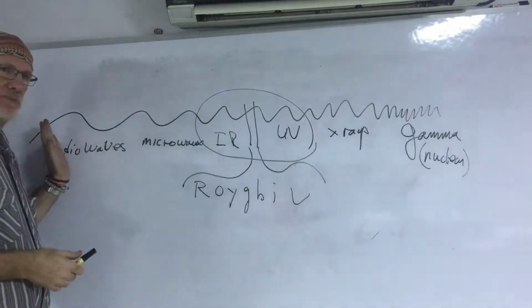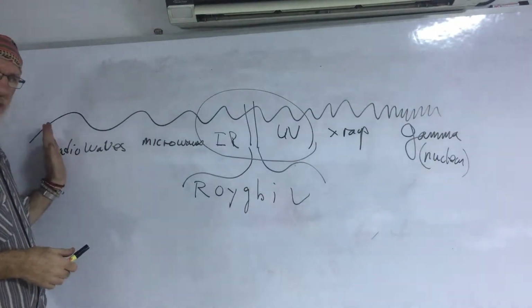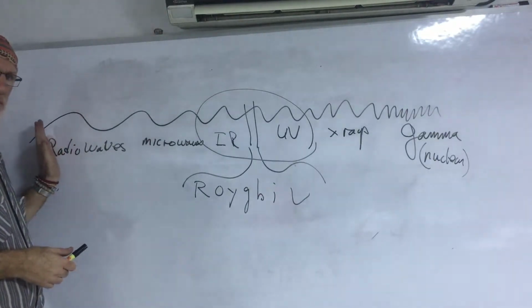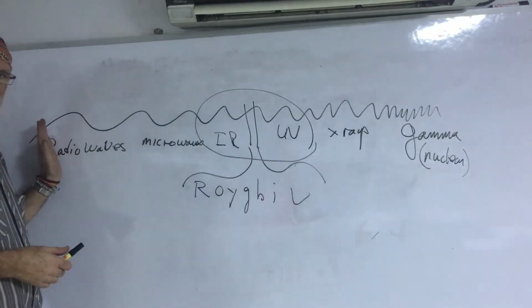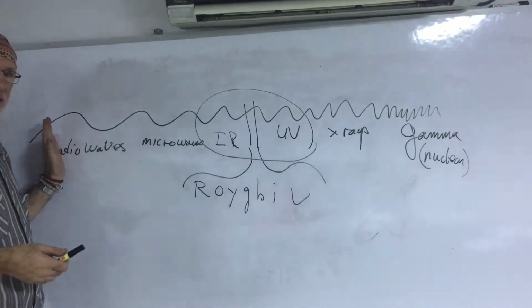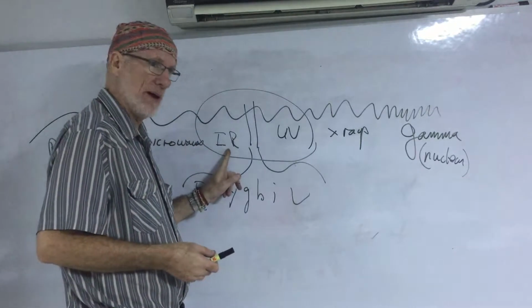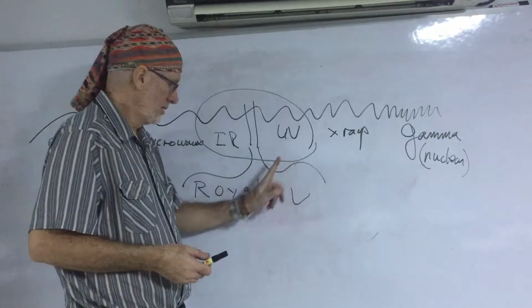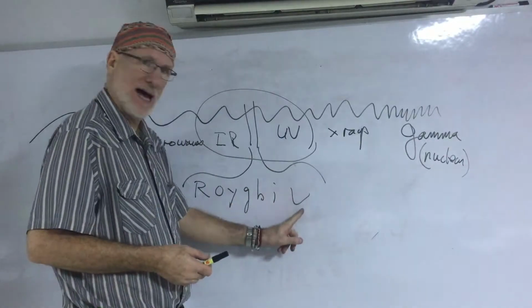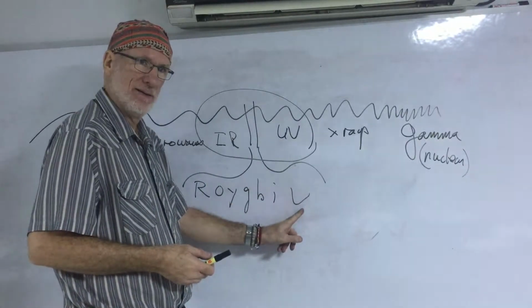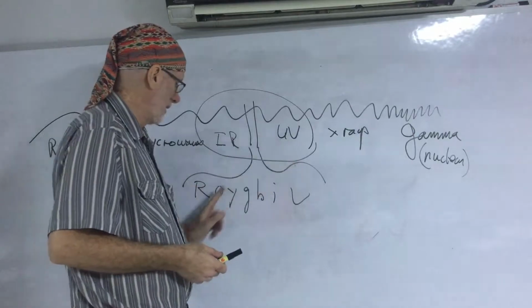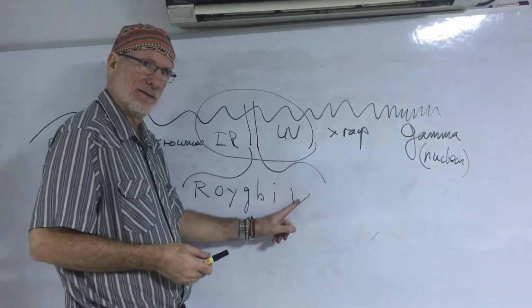So, what has more energy here? Radio waves or gamma rays? You just said it. Gamma. Yeah, so this is low energy. Low energy, high energy. Low, high, low, high. You get it?